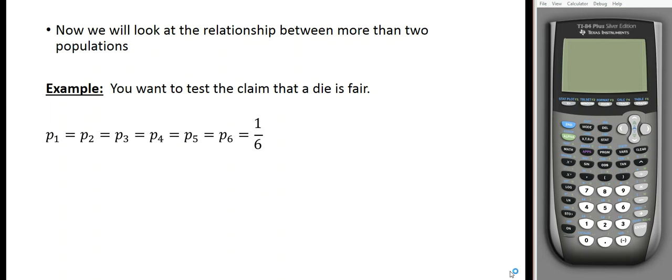So again, that's what our goodness of fit test is going to do. How well does our distribution fit with what we expect to happen? And on a fair die, we expect each face to be rolled about 1 out of 6 times.